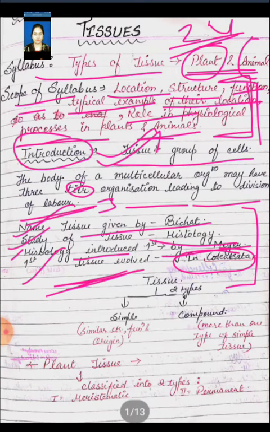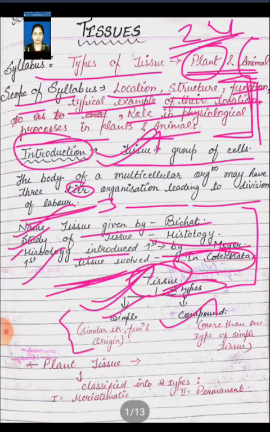Now let's differentiate the tissues. There are two main types of tissues: simple tissue and compound tissue. Simple tissues have similar structure, function and origin. Compound tissue has more than one type of simple tissue, so they are known as compound tissues.